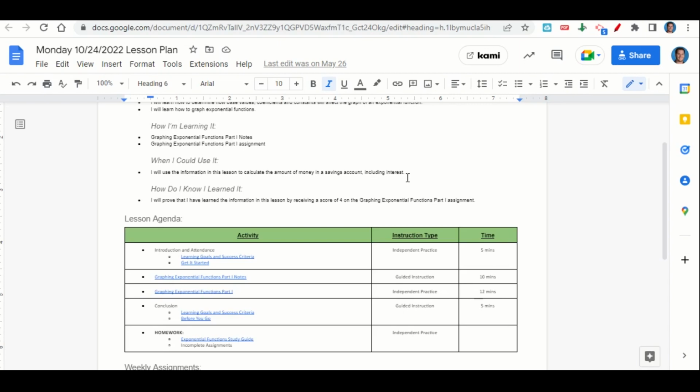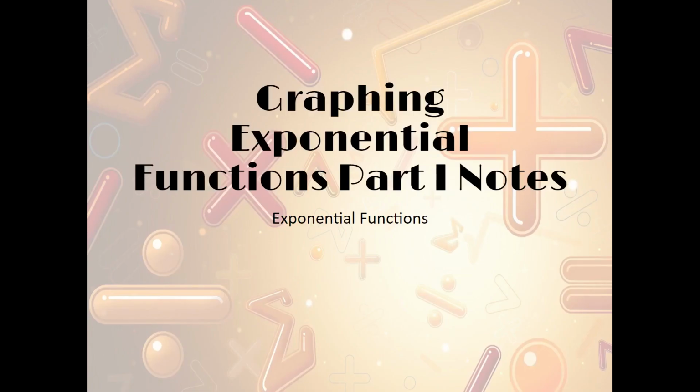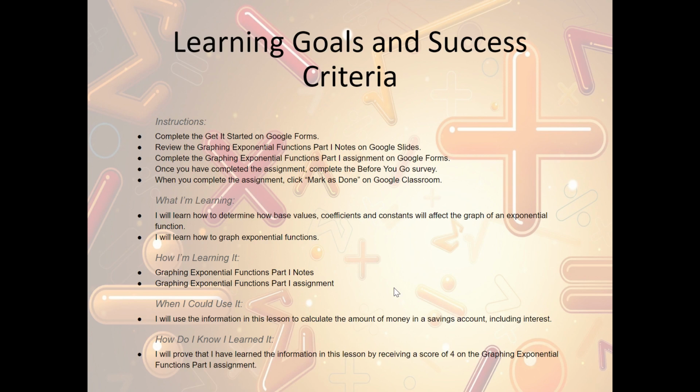At the end of the period, we'll go back over our learning goals and success criteria while you fill out your Before You Go. Your only homework for tonight is to continue working on the Exponential Function Study Guide and any incomplete assignments that you may have. Let's take a look now at the Graphing Exponential Functions Part 1 notes. The notes begin with the learning goals and success criteria.